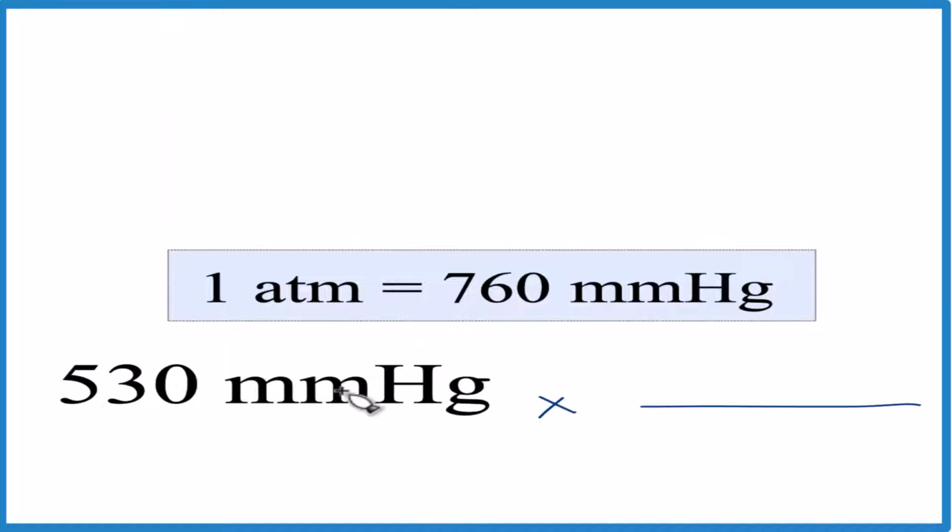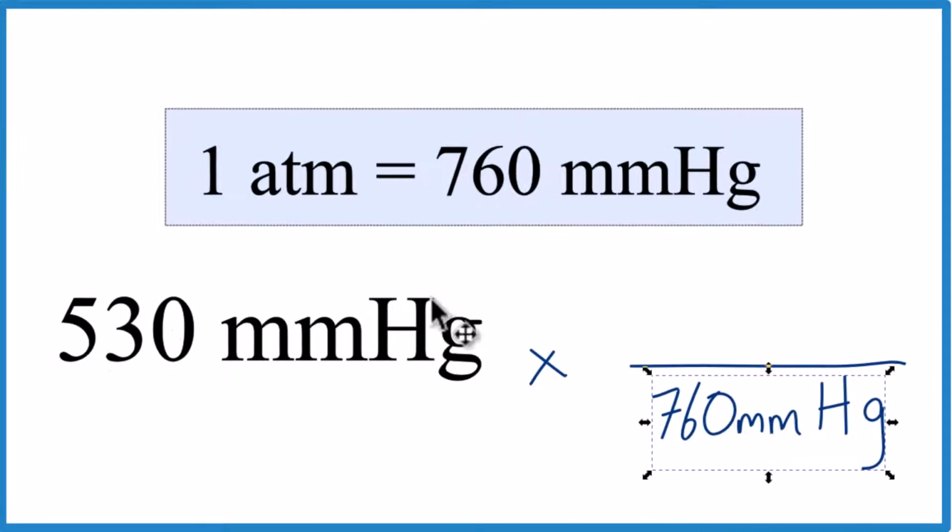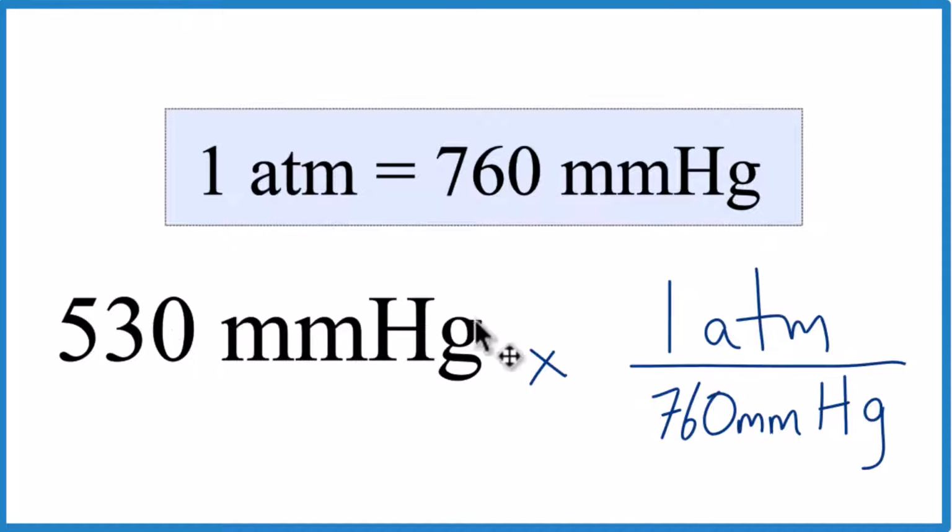Since we have millimeters of mercury here, we want that to cancel out. So we're going to put millimeters of mercury on the bottom. That'll cancel out. And then we have our 760 millimeters of mercury here, and 1 atmosphere goes on the top. That's what we want to end up with. That's what we're trying to convert to. So we have millimeters of mercury on the top and the bottom.